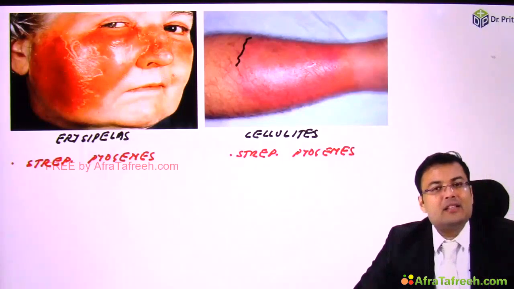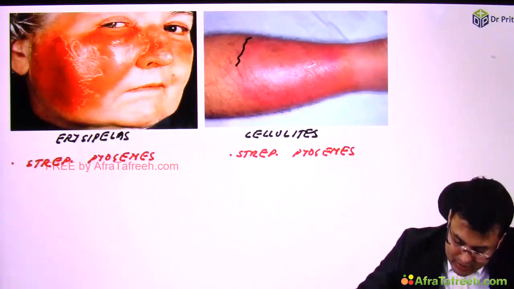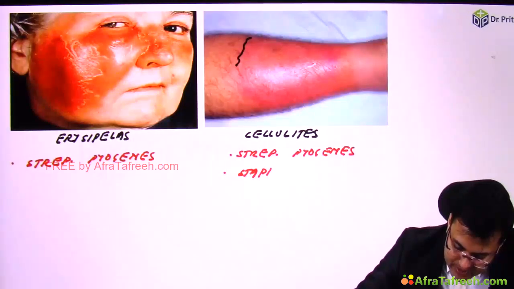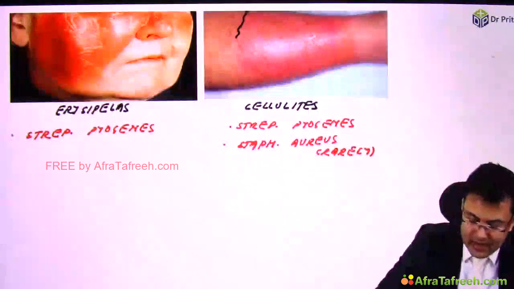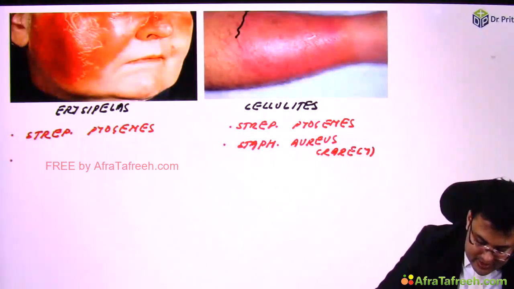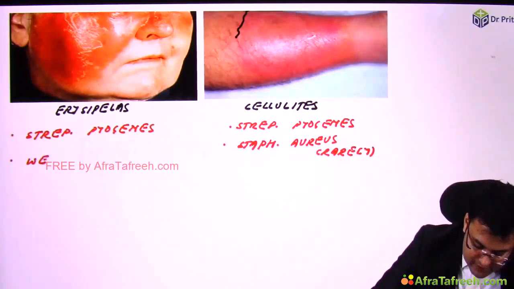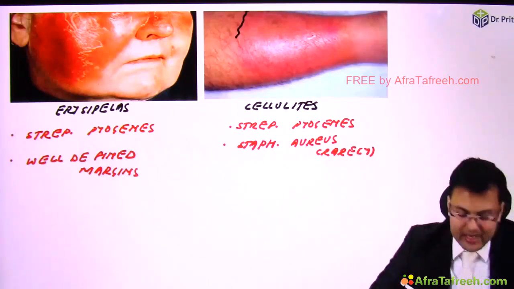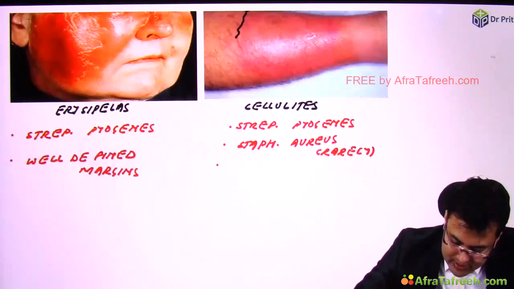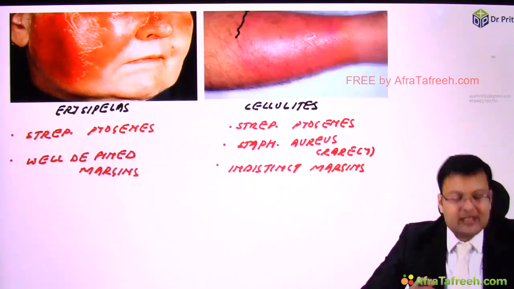But rarely Staph aureus can also cause cellulitis. So it can be caused by Staph aureus also, but this is rarely responsible for cellulitis. Second, you saw that here there are distinct or well-defined margins. There are well-defined margins in erysipelas, but in cellulitis there are indistinct margins.